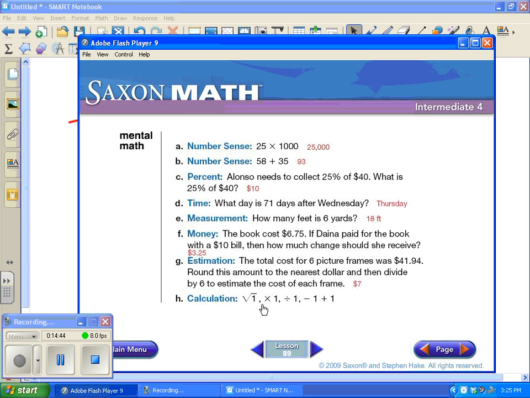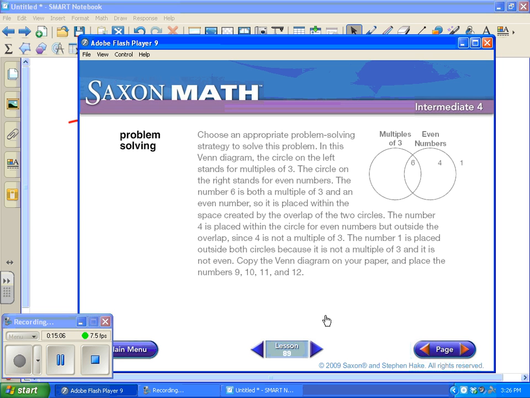Calculation. The square root of 1. Okay, this is funny. If you have a square made of tiny squares and it uses only 1 square, then what's the measure of one of those sides? It's 1, isn't it? So here we have square root of 1 is 1. Times 1 is 1. Divided by 1 is 1. Minus 1 though, 1 minus 1 is 0. Plus 1, final answer, 1.